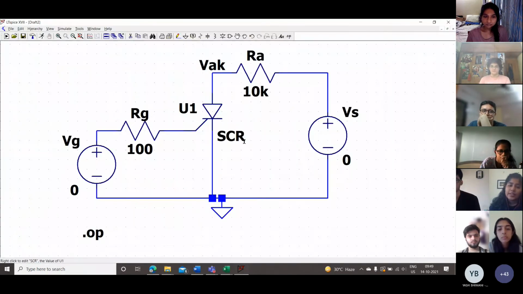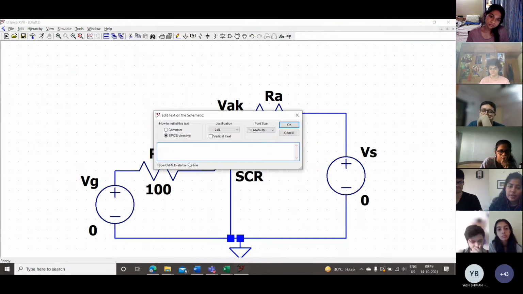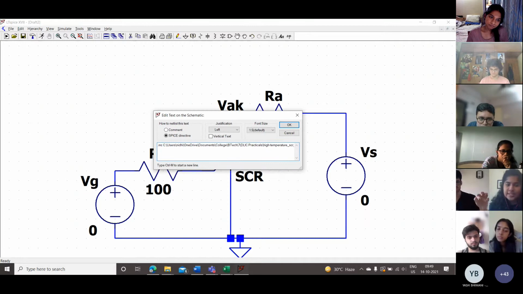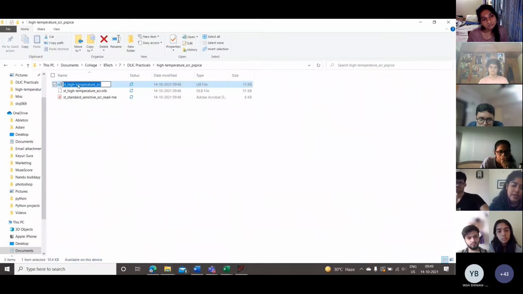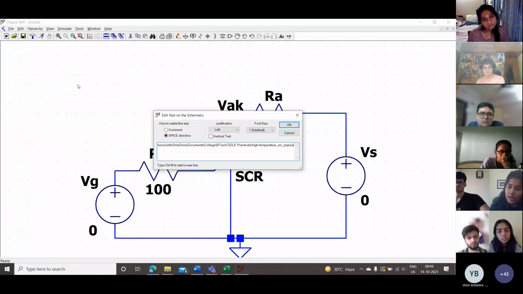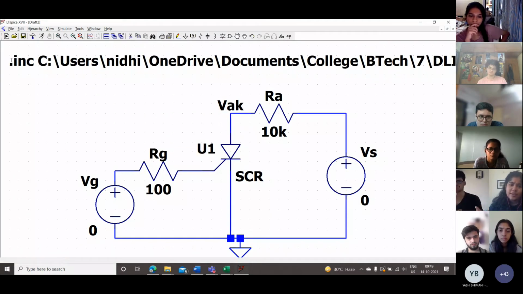And you're going to go back to LTspice and click on this .op right here. What we're going to do is paste this path and type .inc before it. And lastly, we're going to paste the file name too. So I'm just going to click on this file name, copy it, add a backslash, and then paste it, and .lib. Just put this anywhere on your schematic. It doesn't really matter.